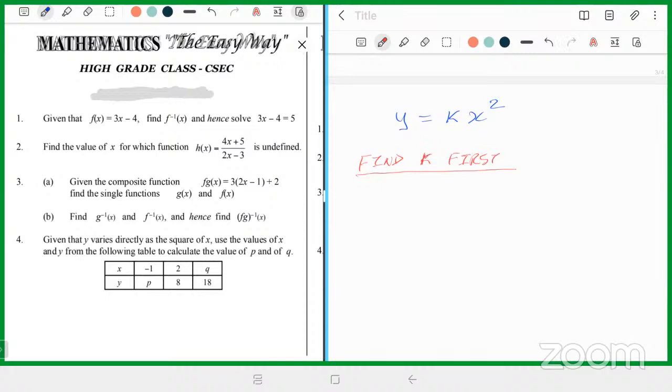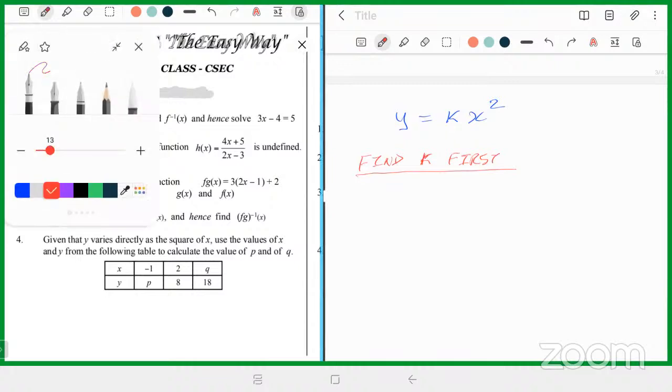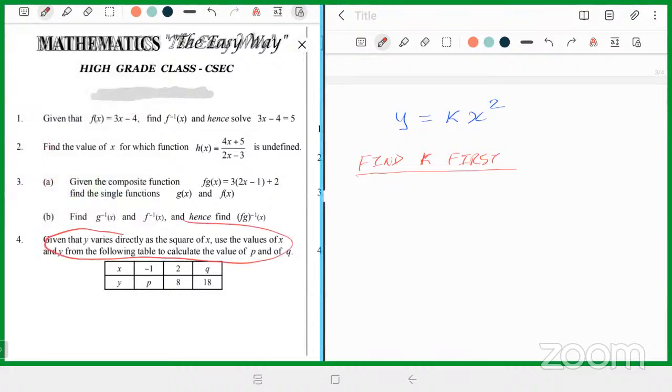So what do we use to find the k? The question will always give us a pair of known x and y values that we can use to find the k. You just need to look for it. Sometimes it's in the table, sometimes it is in the statement that they give you. This time it is in the table. This is your known pair of values that you're going to use to find k.